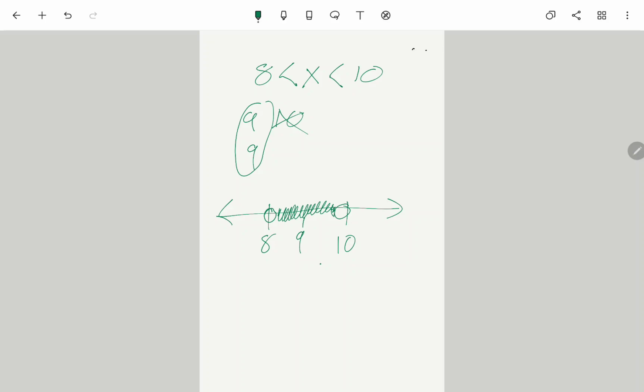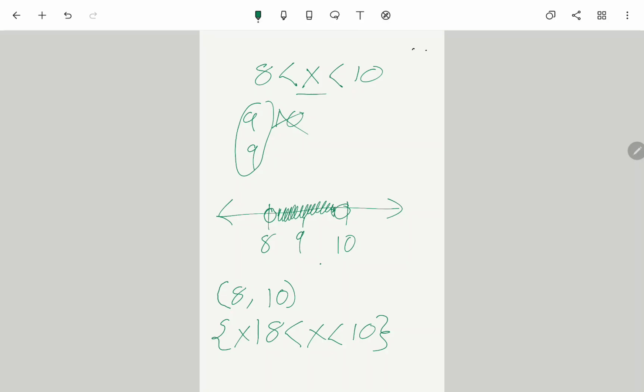Now interval notation. Remember, the first point on the left side is 8. The last point on the right is 10. That one is your interval notation. Now set notation, easy way. x because it's your variable. 8 less than x less than 10, close.